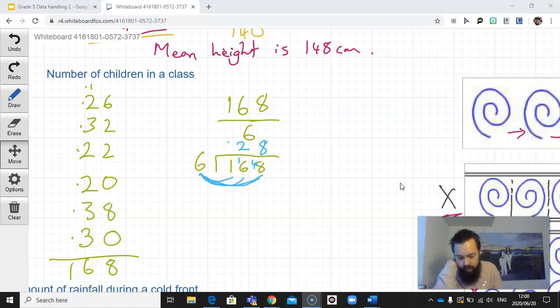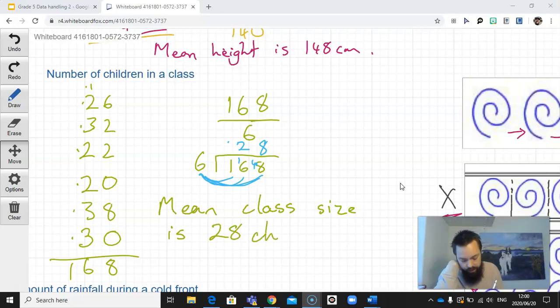All right, so 28. What does that mean? That means that the mean number, so we can say the mean class size is 28. 28 what? 28 children. And if you can work that out, then you might have questions like how many classes are greater than the mean? So then you'd say, well, that's greater, so bigger, that's greater, and that's greater. So 3 are greater than the mean, 3 are less than the mean. So it's sort of some of the things you might do once you've got the mean.